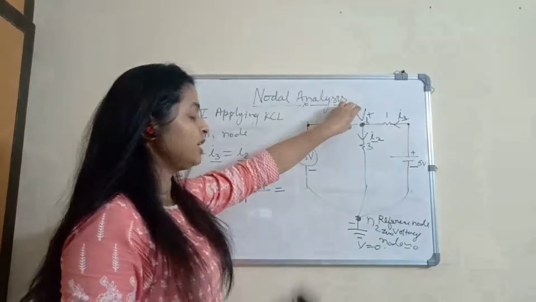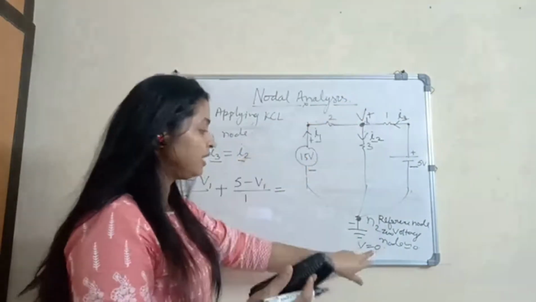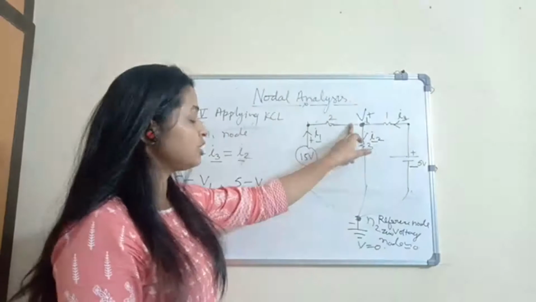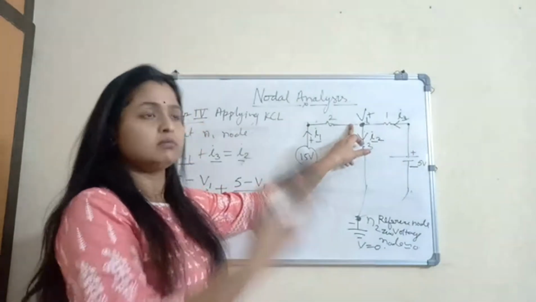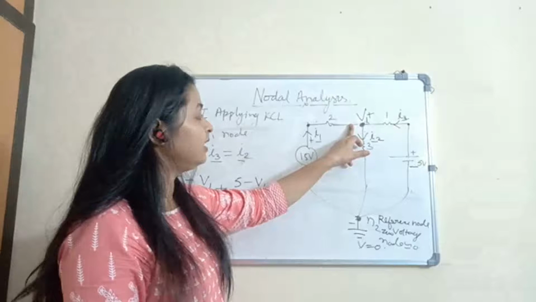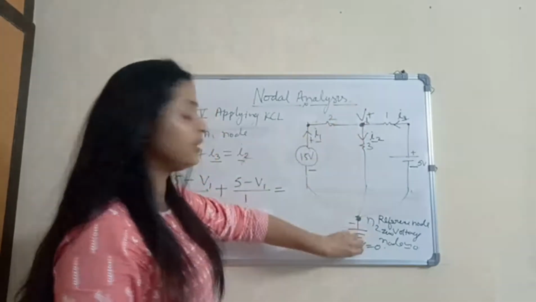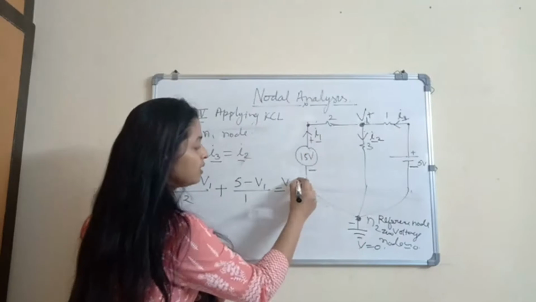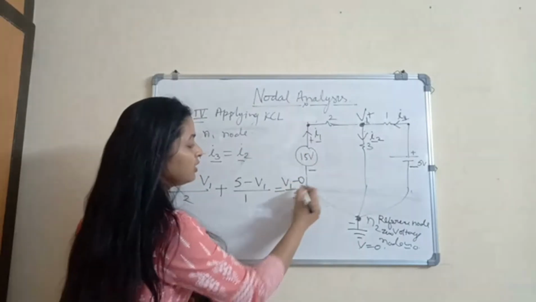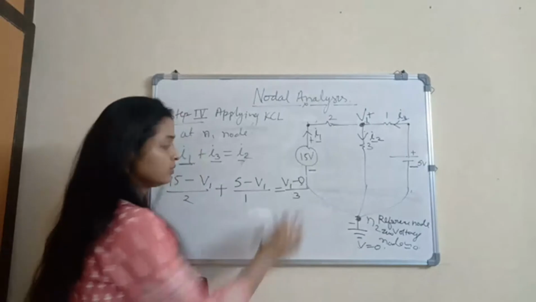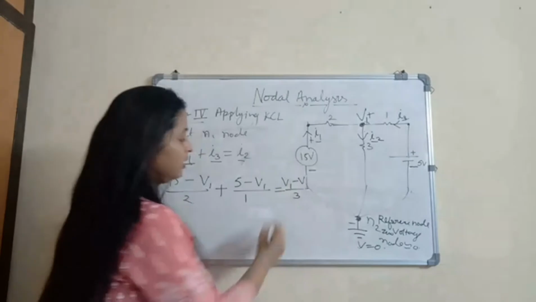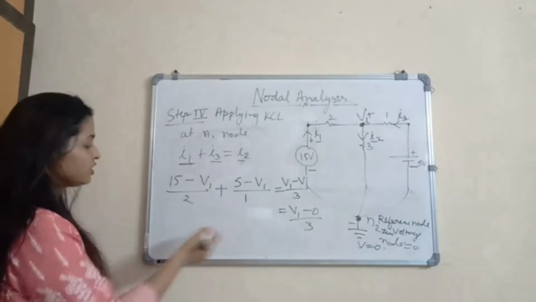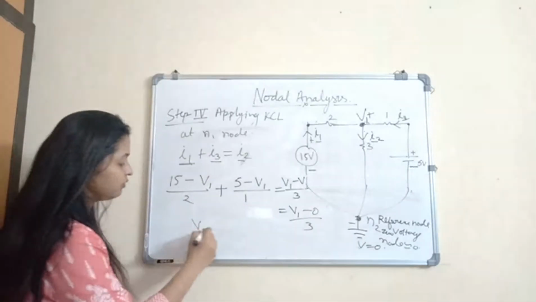I know V1 should be definitely greater than 0, because 0 is the ground level. So this must be 0.1, 0.51 greater than 0, any integer. So any integer definitely greater than 0. So by default, I should consider V1 minus 0 divided by 3, because this is 0. Or you can write it this way. And ultimately it is V1 minus 0 by 3. So this is the equation through which we can measure the V1 voltage.